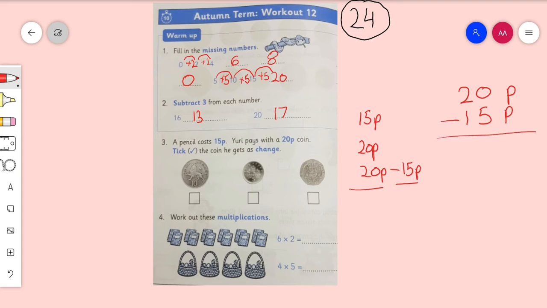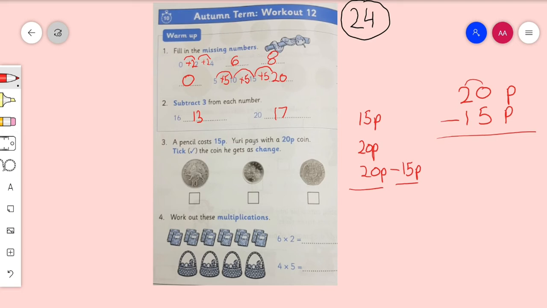And now let's take away. 0 take away 5. You can't do that because 0 is a smaller number. So we need to regroup. The 0 will ask his neighbor. Here it asks the neighbor, the number 2, if he can borrow one number.